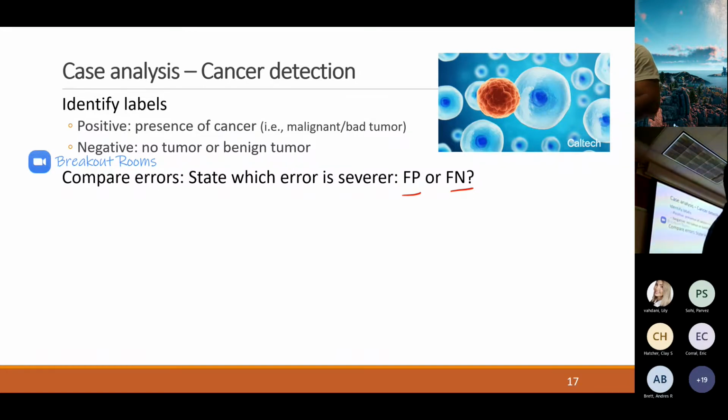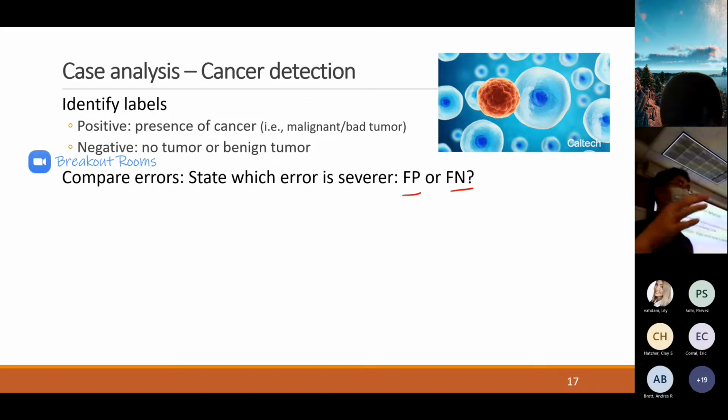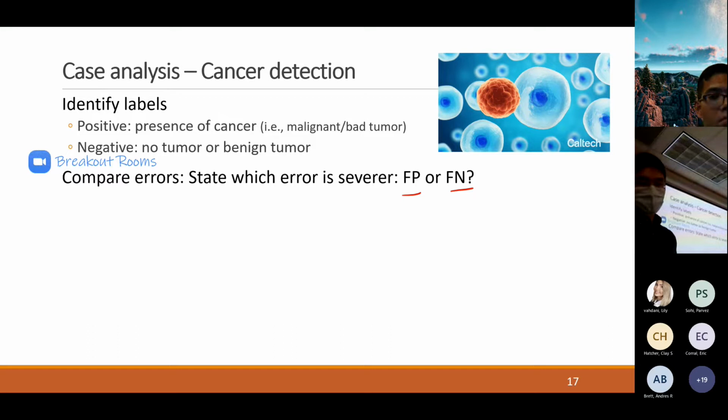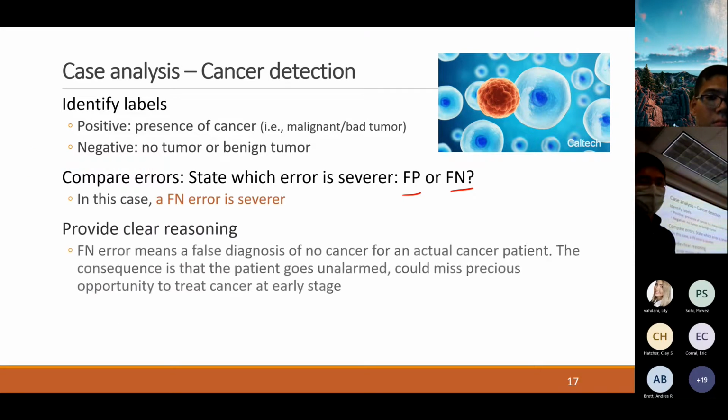Because they can't treat that in a timely manner. No further actions will be taken. And since the cancer actually exists, it will for sure grow and get worse, right? So from that point on, it's going to be worse off, quite surely. Good job. So that's actually how you should think about it.